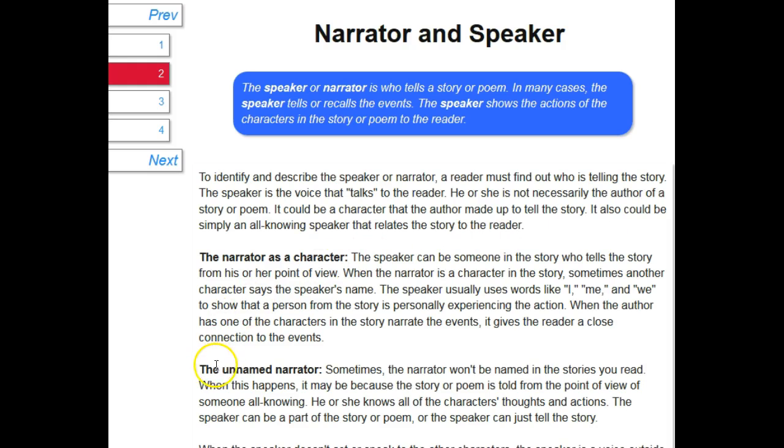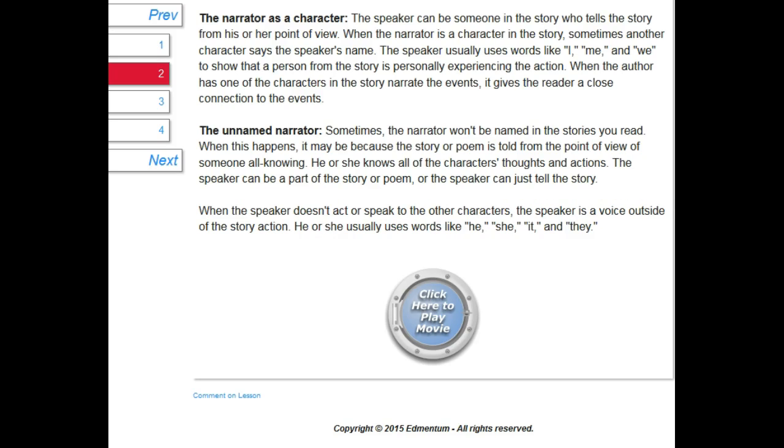The unnamed narrator. Sometimes the narrator won't be named in the stories you read. When this happens, it may be because the story or poem is told from the point of view of someone all-knowing. He or she knows all of the characters' thoughts and actions. The speaker can be part of the story or poem, or the speaker can just tell the story. When the speaker doesn't act or speak to the other characters, the speaker is a voice outside of the story action. He or she usually uses words like he, she, it, and they. You can now pause this recording to click here to play the movie.